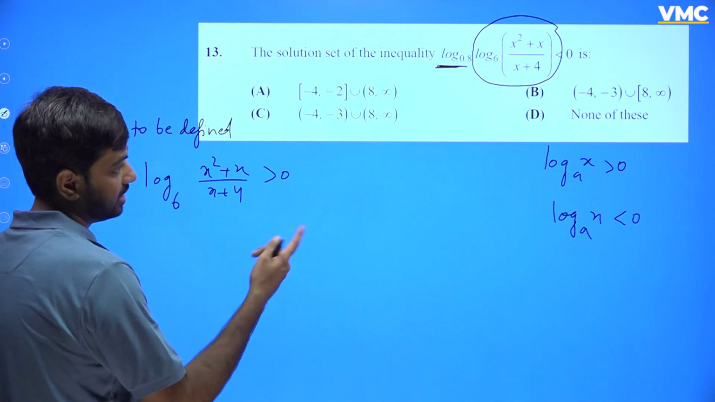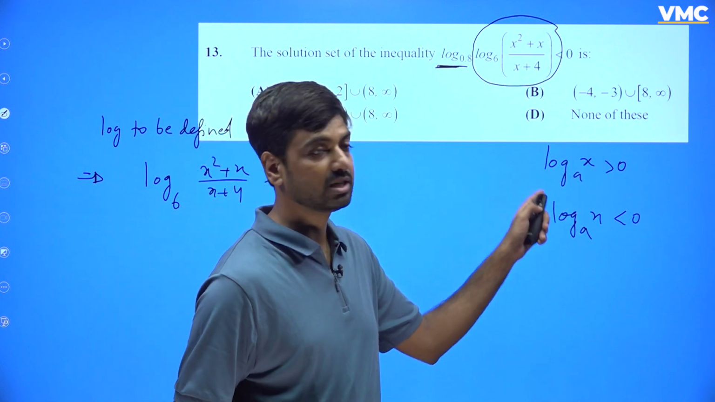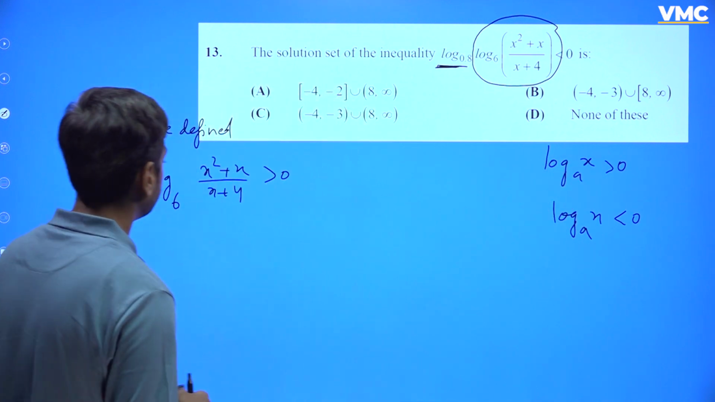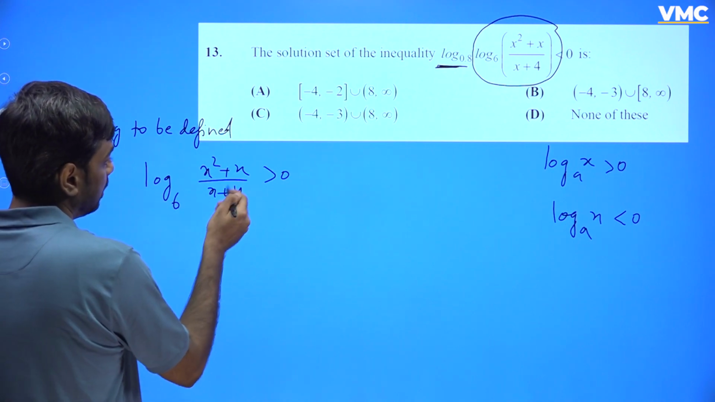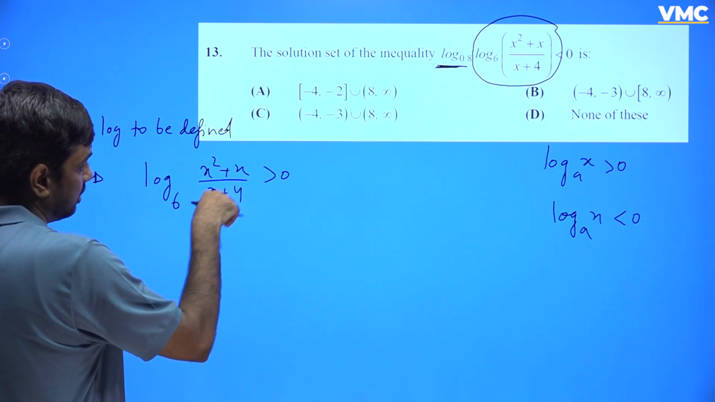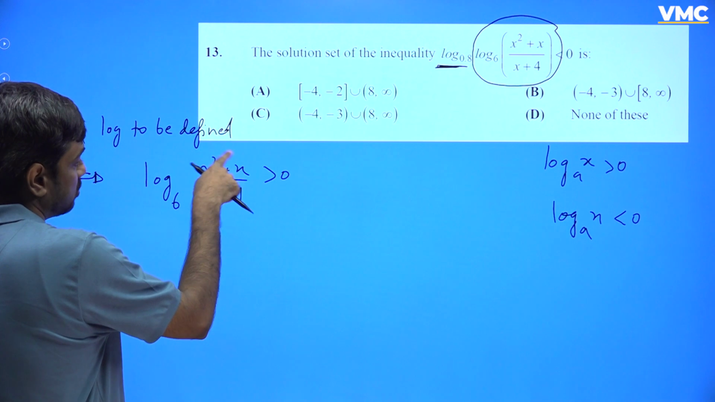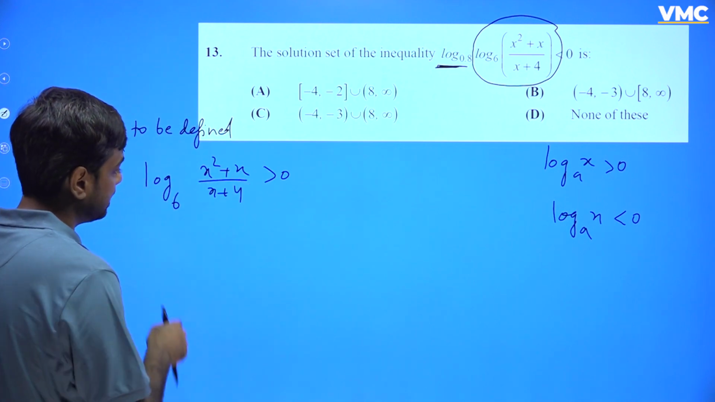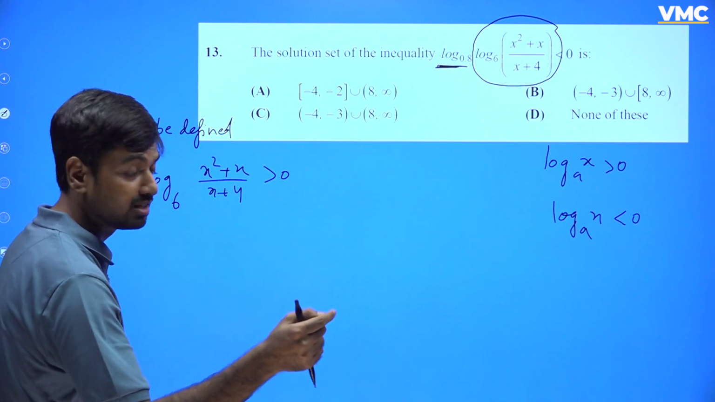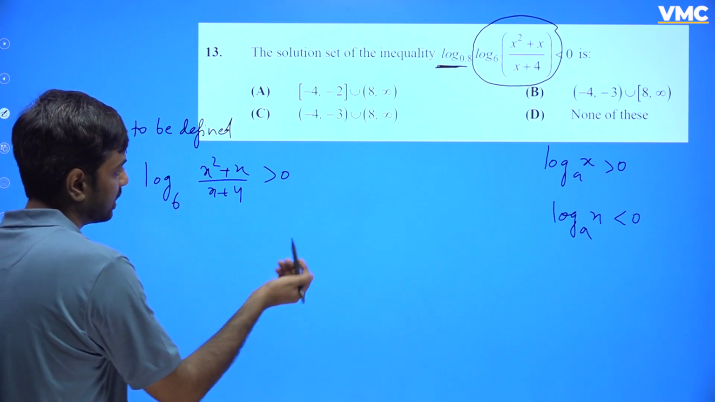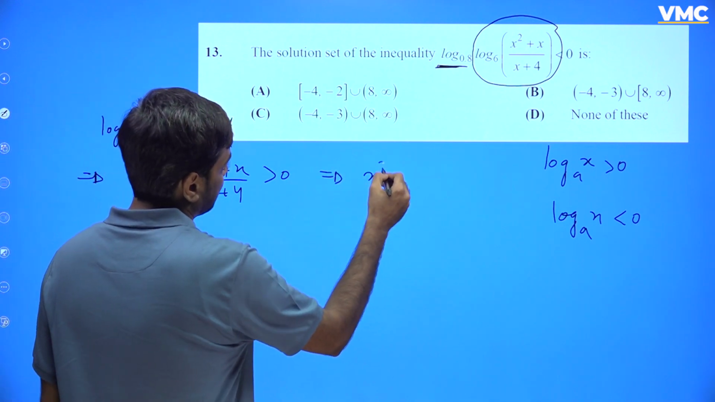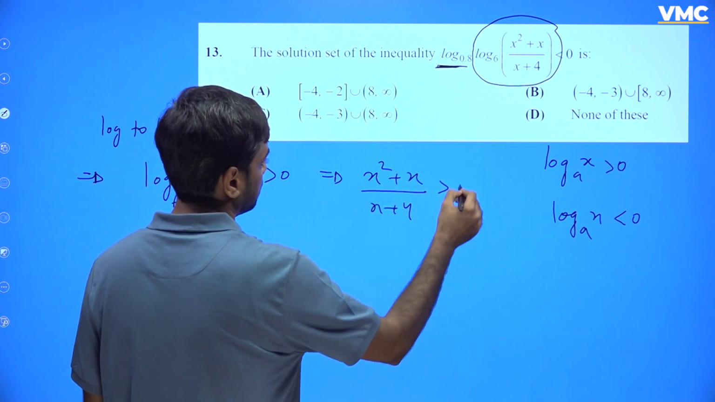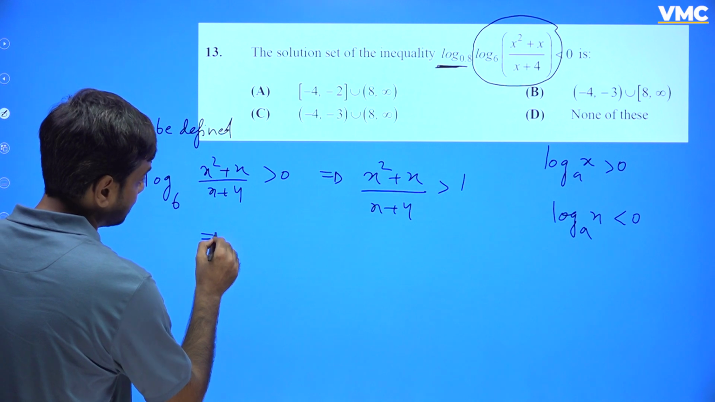Now as I said here, if a log has to be positive, then both x and a lie on the same side of unity. So here the base is already greater than 1. So for this log to be greater than 0, the sign of inequality will not change. If the base is greater than 1, the sign of inequality will not change. So we have x square plus x upon x plus 4 must be greater than 6 raised to power 0, that is 1.